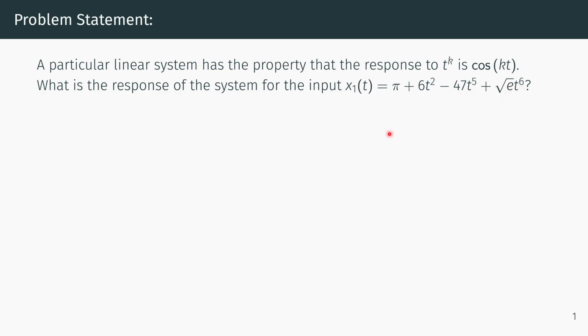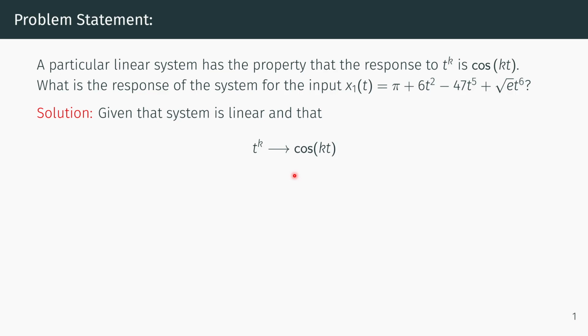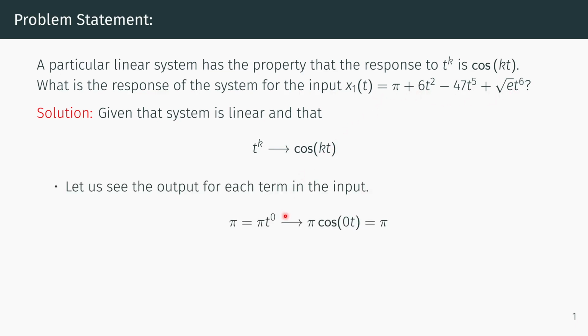So let us solve this problem step by step. What is given to us? The given condition is t power k is the input and output is cos kt. So now if you look at the given signal, let us split it into four terms. So first term would be pi. So what happens? The term pi can be written as pi times t power 0.